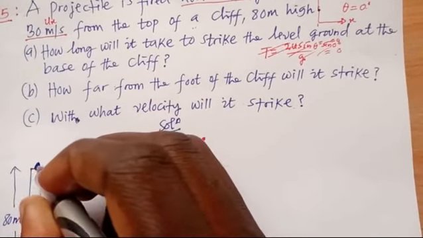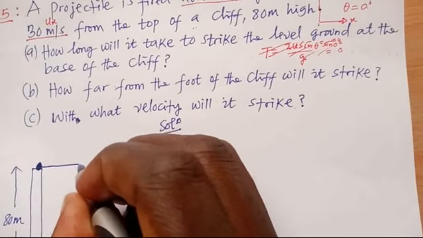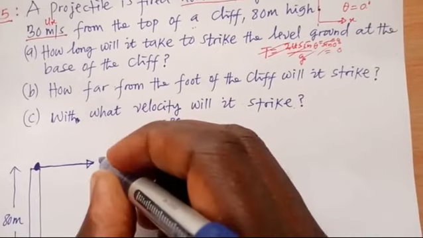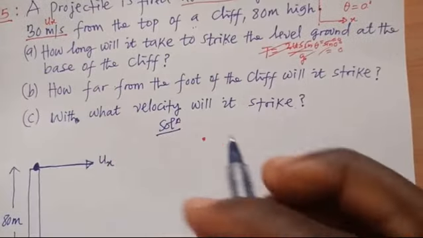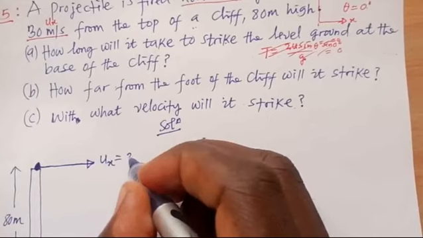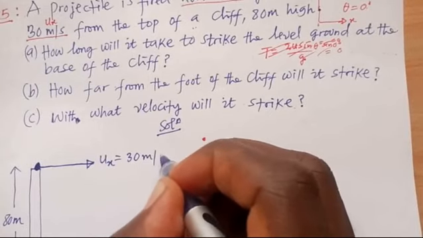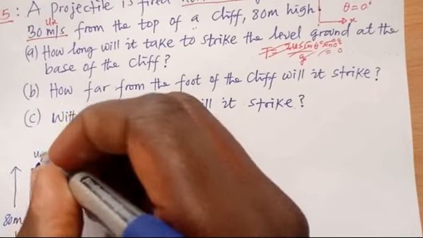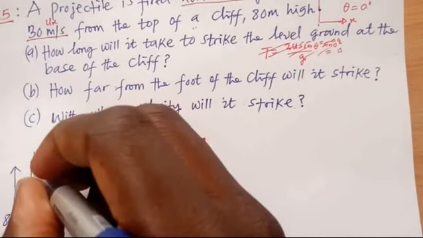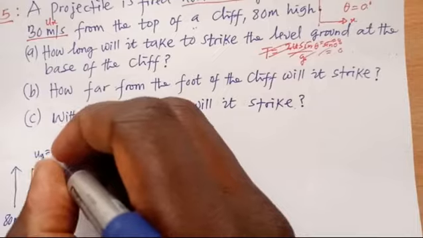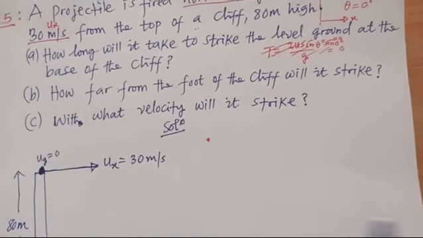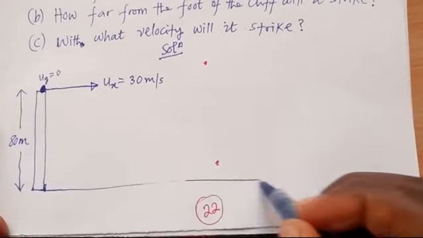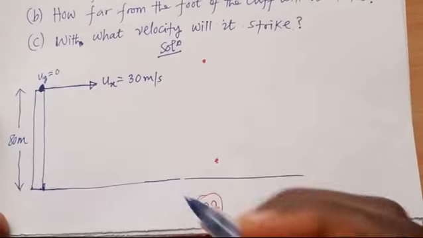From the top of the cliff here, the projectile, which is an object under the influence of gravity, is projected in this direction with initial velocity u sub x, and u sub x is 30 meters per second. Remember, you have u sub y here, which is vertical velocity, and because it is at rest, your u sub y is 0. Let's say this is the ground level.